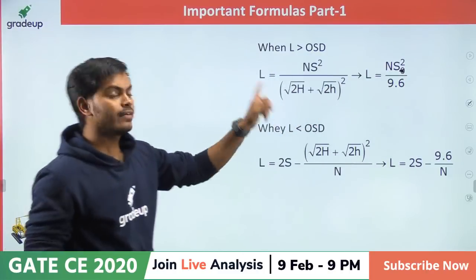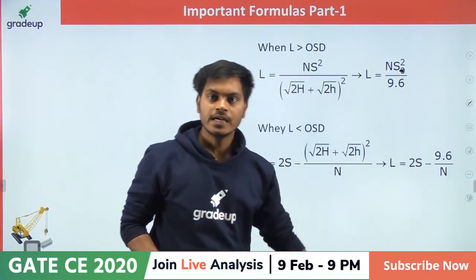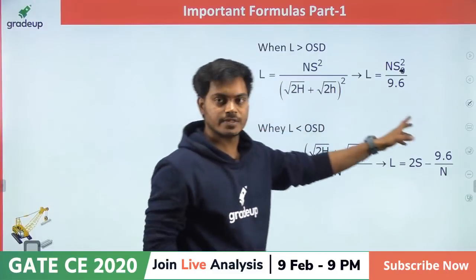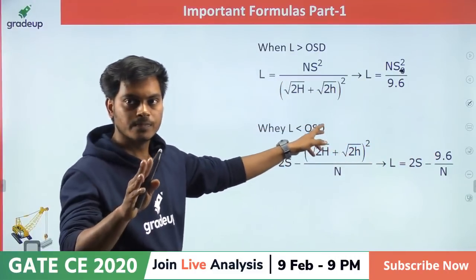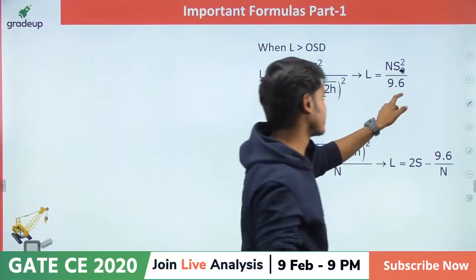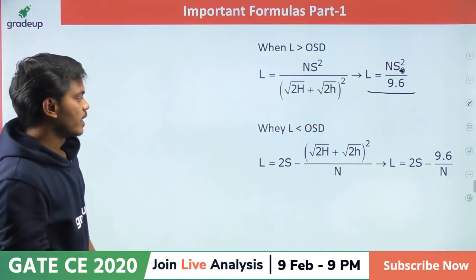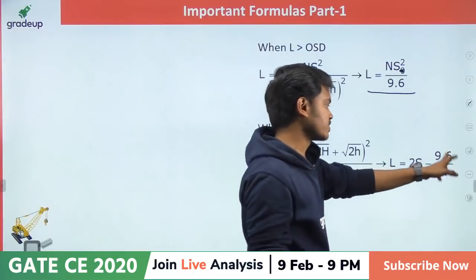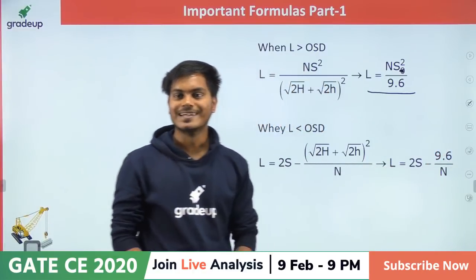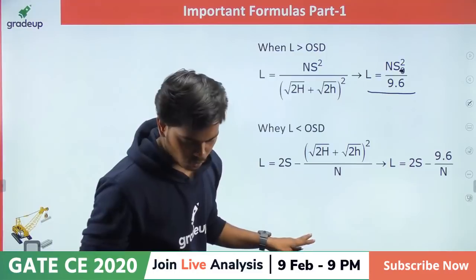Okay, that time we were discussing SSD. ठीक है, and now we are discussing OSD. Clear? Yes, it is 1.2 and 0.15. Perfect. So in that case, it will become 9.6. And if length is less than OSD, then 9.6 ऊपर and N नीचे. Clear? Easy है यार. No worries in this.